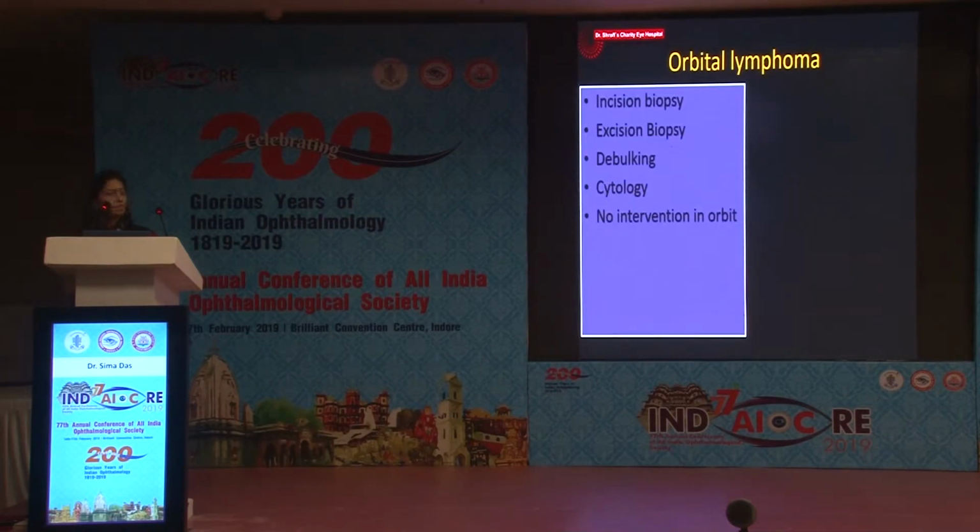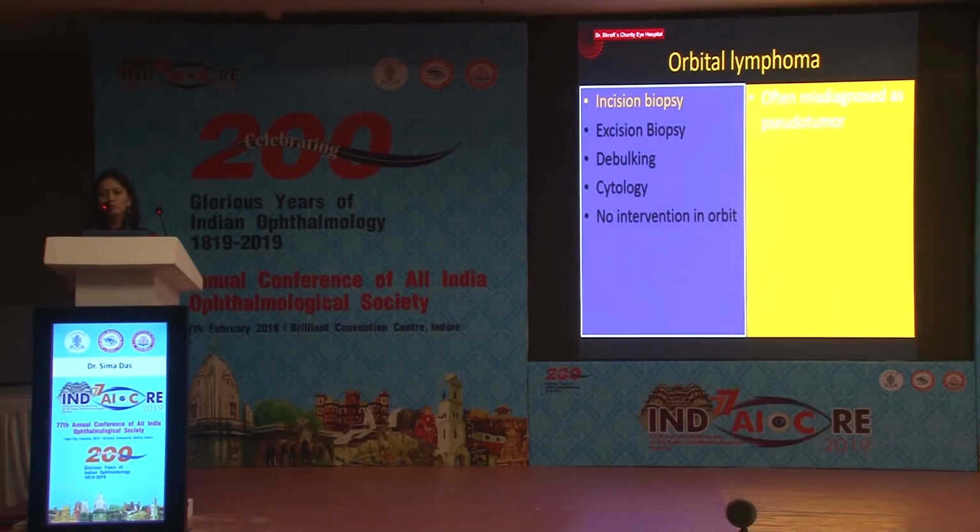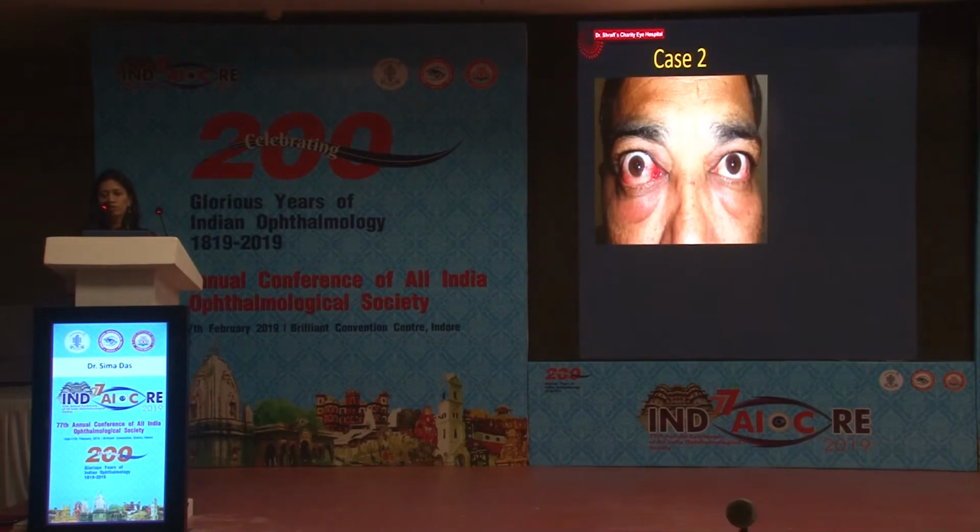So as the principle of any orbital lesion, this is what we usually follow when you have to diagnose or treat a patient with an orbital lesion. Either we do an incision biopsy or excision, or we debulk at times, we do FNAC sometimes, or sometimes we don't do anything in the orbit. These are usually the things which we do. For a lymphoma, it's the incision biopsy that we do, because we really don't have to chase after this lesion, or do very extensive surgery. They respond very well to radiation or to chemotherapy. All we have to do is to diagnose the lesion by biopsy, and then go ahead with the further treatment along with an oncologist. Moving on to the next case.